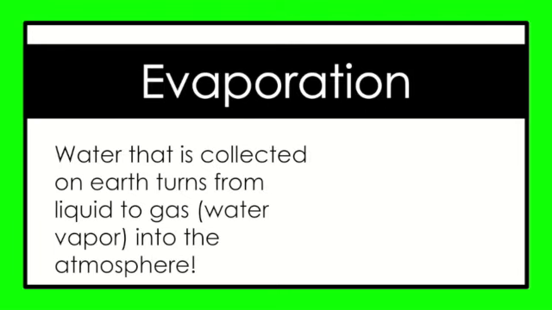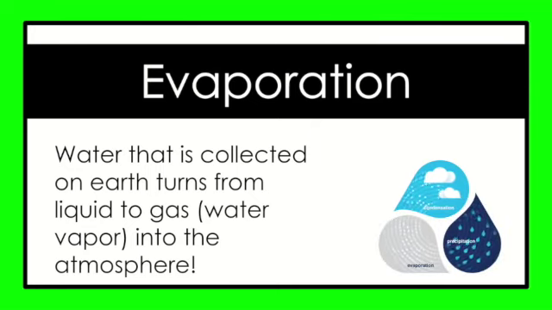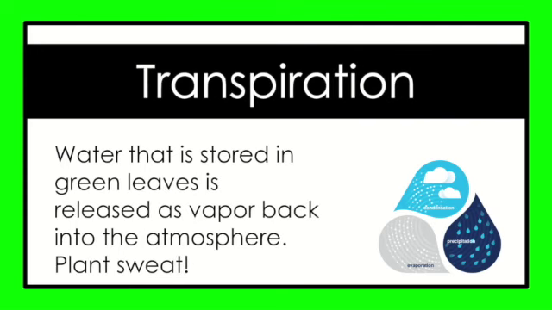First, we have evaporation. Water that is collected from Earth turns from liquid to gas, or water vapor, into the atmosphere. The sun heats up the water that's collected on Earth, like in oceans and streams and rivers, so it gets enough energy to turn into water vapor and go up into the atmosphere.